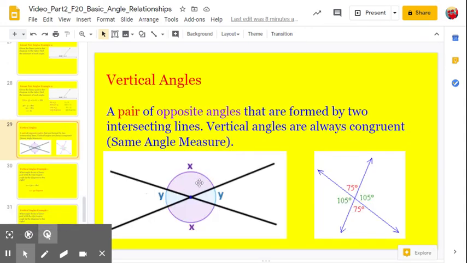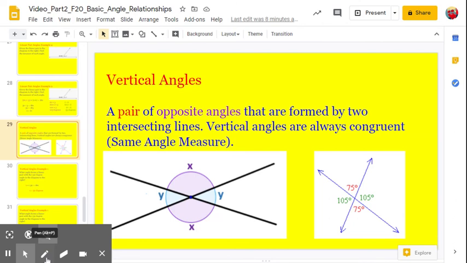All right, our last relationship for today. Vertical angles. Vertical angles are a pair of opposite angles that are formed by two intersecting lines. Vertical angles are always congruent. It means they have the same measure.